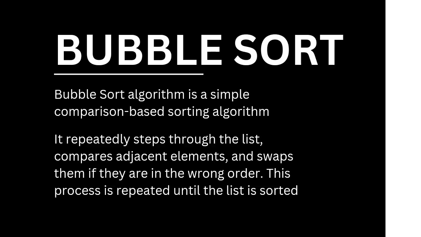So let's just see what exactly the bubble sort algorithm is. Bubble sort is a simple comparison-based sorting algorithm. It repeatedly steps through the list, compares adjacent elements, and swaps them if they are in the wrong order. This process is repeated until the list is sorted. So basically, it's written in the most simple way humanly possible.